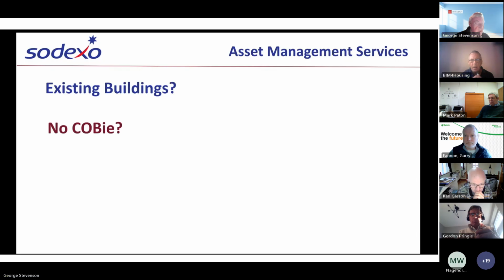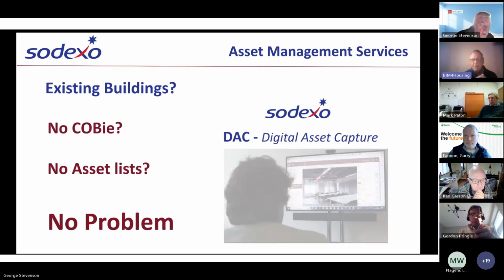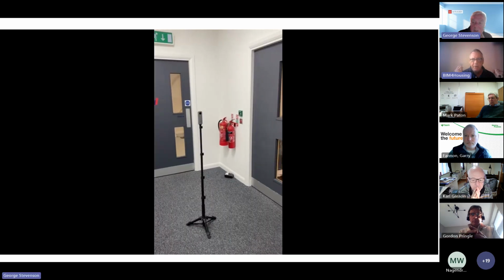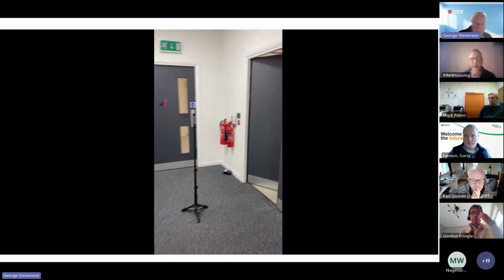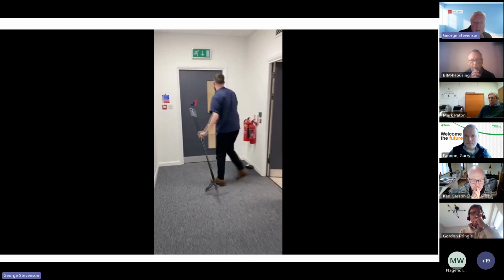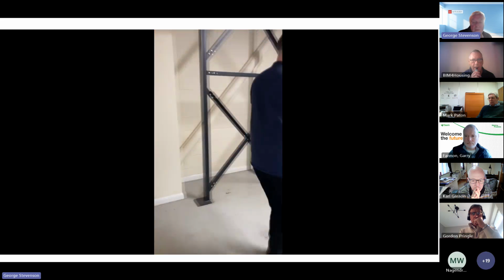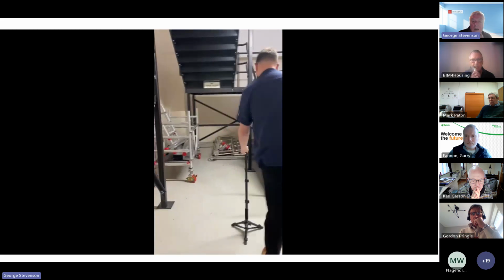How do they do it? Somebody goes in. They've got a digital camera. All right, you're going to show this now. Yeah. Excellent. So basically a simple £400 camera.